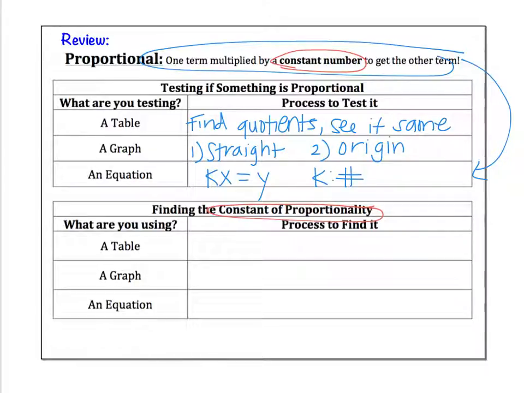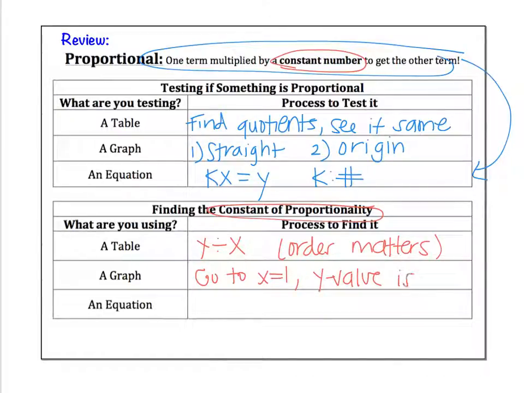So remember, if you're given a table, to find the constant, you need to do y divided by x. And in this case, the order does matter. You have to do y divided by x. If you're given a graph, remember to go to the point where x equals 1, and then your y value is the constant. I'm going to write k for short, since that's what we use in an equation. And then in an equation, you see what k is. k is that constant. Don't overthink that one. It really is just as easy as it sounds.